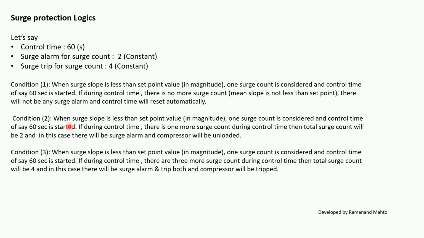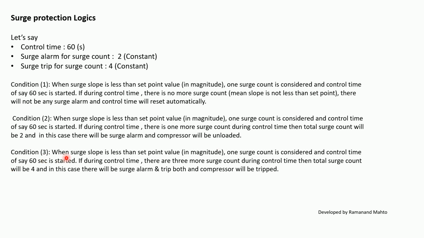Condition 2: when the surge slope is less than the set point value in magnitude, one surge count is considered and a control time of say 60 seconds is started. During the control time, if there is one more surge count, then the total surge count will be 2, and in this case there will be a surge alarm and the compressor will be unloaded.